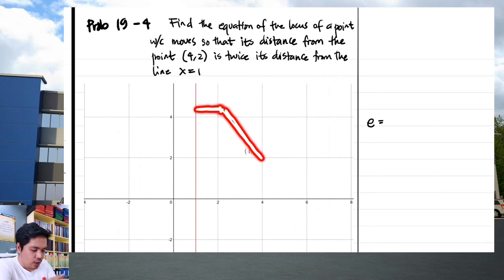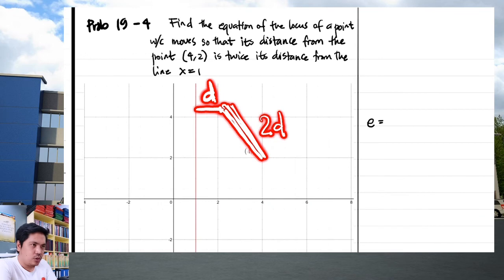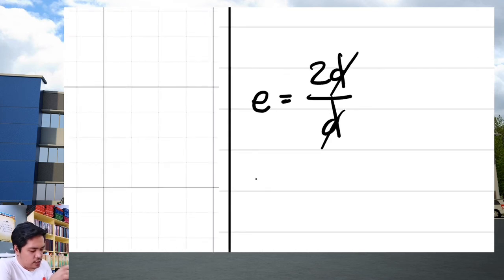So, therefore, this is the distance from that to the directrix. And this is the distance to the focus. Okay? So, let's say this distance is d. Let's take that as d. So, this distance is twice that. So, that would be 2d here. So, the ratio, the eccentricity, is 2d over d. Let's just take d. This is general. Then, therefore, the eccentricity is equal to 2.